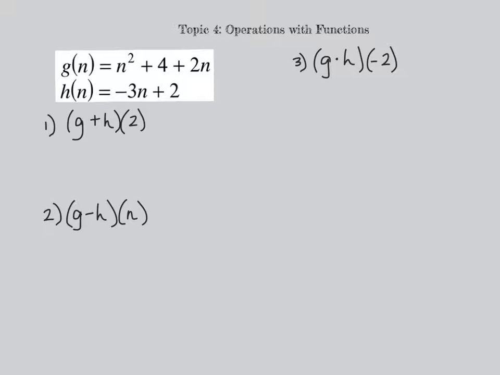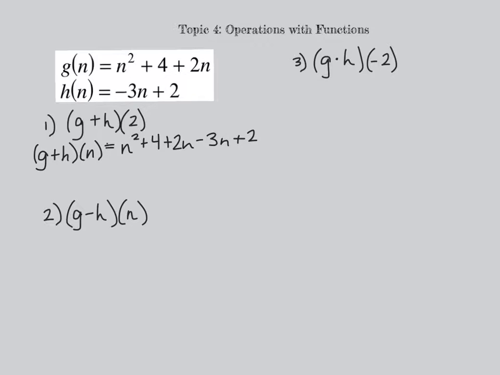Now what you can, and then we'll plug in 2. Now alternatively, you could just plug in 2 here, and then also plug in 2 here and then add them together. But I'm going to practice on just adding them together first. So g plus h of n first gives us, adding them together, n squared plus 4 plus 2n, and then we'll add h. So plus negative 3n, or we can just write minus 3n plus 2.